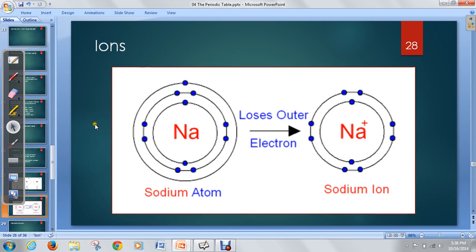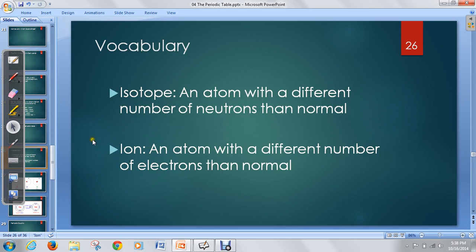For example, if you think of sodium, it has 11 electrons: 1, 2, 3, 4, 5, 6, 7, 8, 9, 10, 11. This is the shell. Sometimes sodium likes to lose that last electron, and so it becomes an ion, a sodium ion, and it becomes positively charged. Whenever we have a different number of electrons, either more or less, that's called an ion. So make sure you have those two words down.